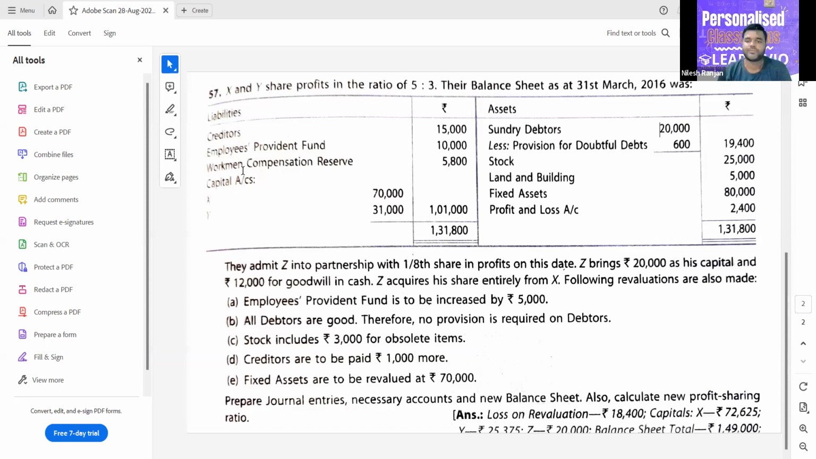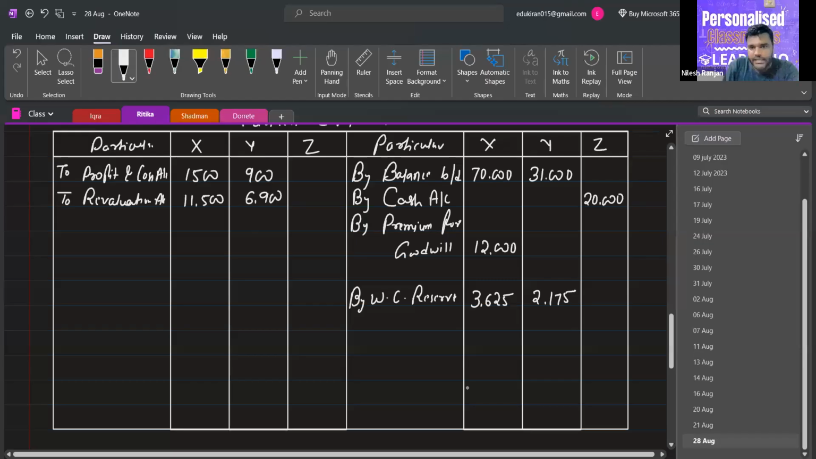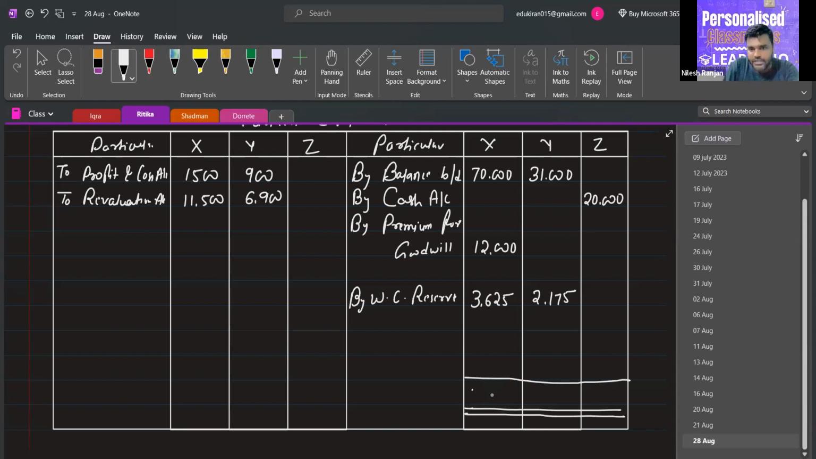Okay, let's prepare the capital account first. After that, you should keep guessing. And if you understand this, then we will write it in our balance sheet. Okay, so capital account balance, we have to calculate. 82,000, 85,625. Okay, and here it is 33,175, and it is 20,000.